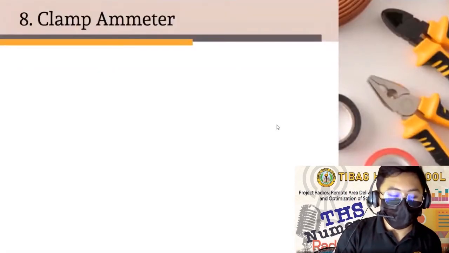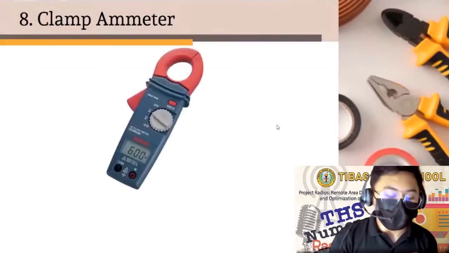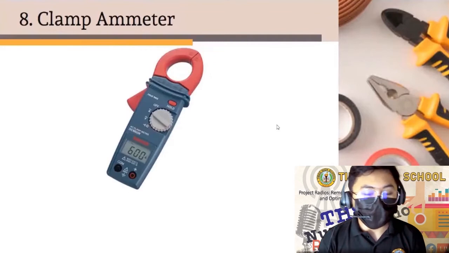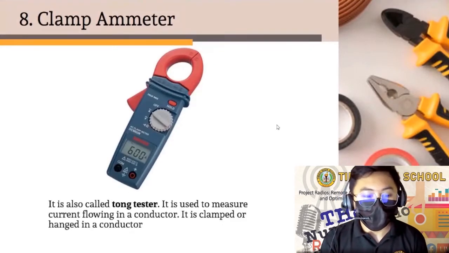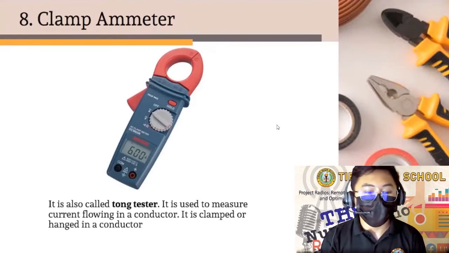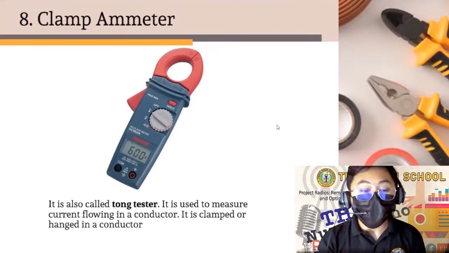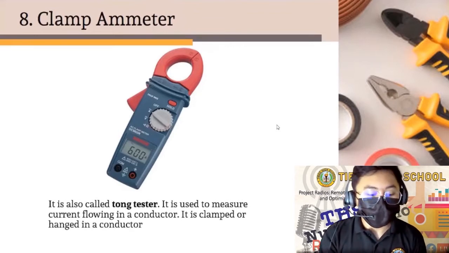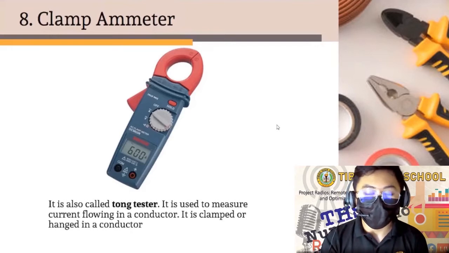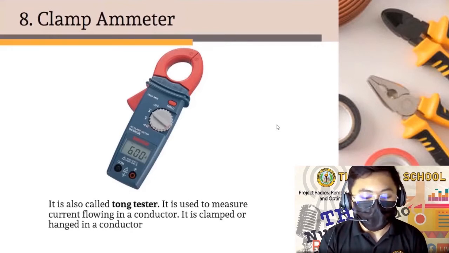So next naman we have the clamp ammeter. So a clamp ammeter, ayan yung itsura niya, is used to measure the current flowing in a conductor. It is clamped or hanged in a conductor, and it is also called tongue tester. So ang clamp ammeter ay minimeasure niya din ang electrical current. So ang involved na unit of measurement dito ay ampere ulit.